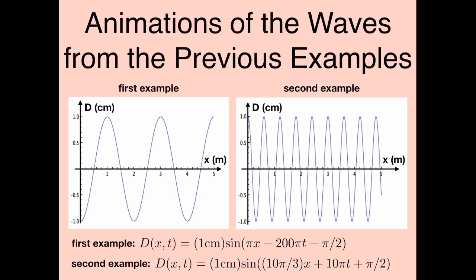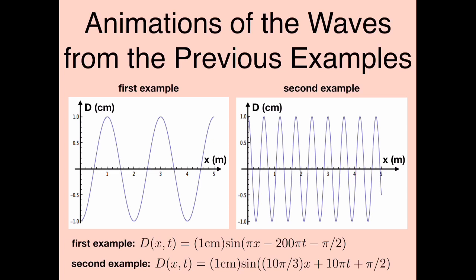Okay, so the next thing I want to show you are some animations of the two waves that we solved for in the previous examples. So in the first example, we found that d as a function of x and t is equal to 1 centimeter times sine of pi x minus 200 pi t minus pi over 2. And in the second example that we just did, we found that d of x and t is 1 centimeter times sine of 10 pi over 3 x plus 10 pi t plus pi over 2. So that's what we have. And what I'm going to show you are animations of those two waves.